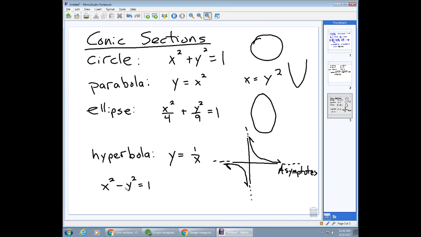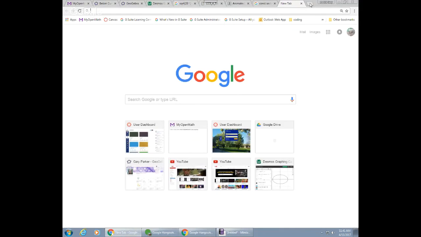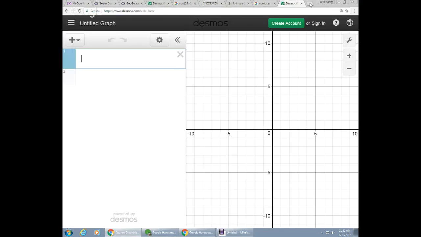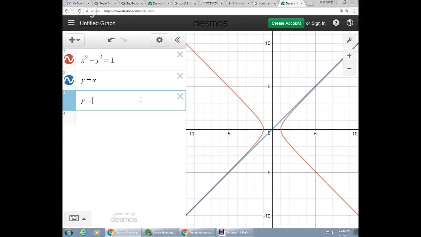So I'm going to graph that one in a program just to take a peek at it. Let's look up Desmos, for example. x squared minus y squared equals 1. And so there's that hyperbola there. The asymptotes are sometimes easy to find and sometimes not. This one's pretty straightforward. If you consider the line y equals x, we'll see that's one of our asymptotes, and the other asymptote is y equals negative x.